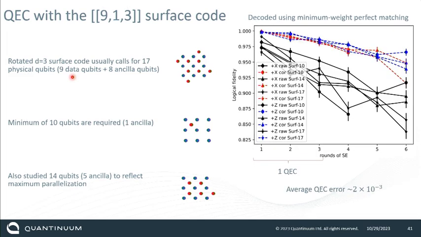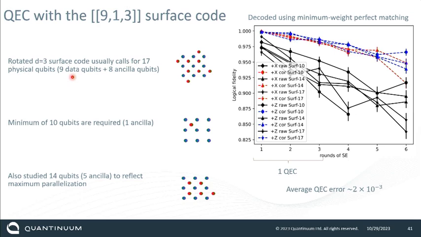So here are some preliminary results where we looked at 3 different flavors of the surface code. We looked at surface 17, which means I have 8 ancilla, a dedicated ancilla for each syndrome I need to measure. We looked at surface 10, which means I have 1 ancilla to measure everything in serial, much like the repetition code I just showed you. And then we looked at surface 14.